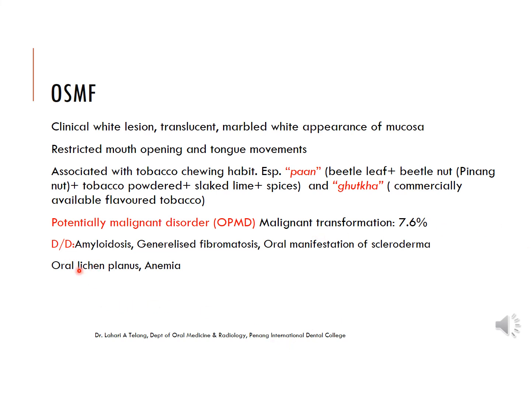The differential diagnosis of the clinical appearance could look like amyloidosis, generalized fibromatosis, oral manifestations of scleroderma, or lichen planus, or even anemia, because the pallor, or a whitish appearance, could look like anemia. In fact, many of these patients have coexisting anemia because of poor nourishment, because they constantly keep chewing these tobacco products, which reduces hunger. And in the process, they eat less nutritious food and develop anemia.